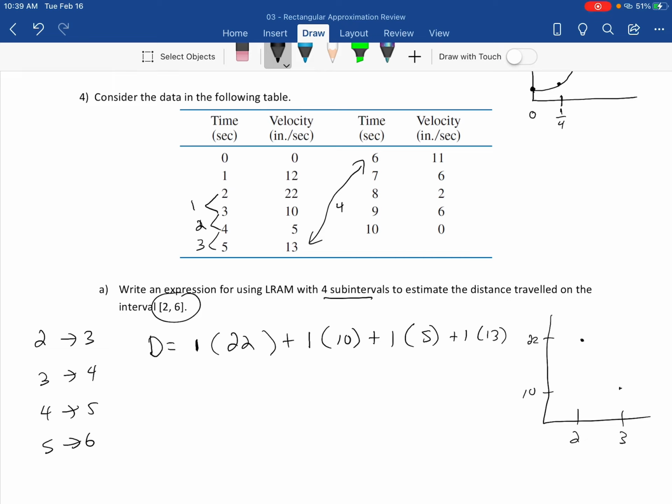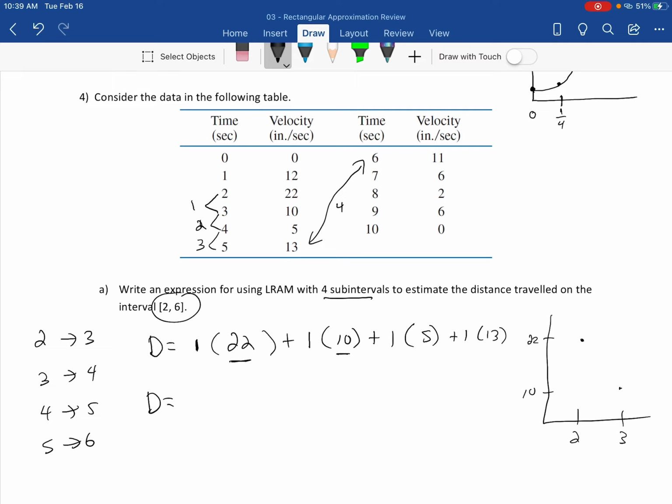Those are the 2 values we have for that section of the graph. So we decide in this question that they were using LRAM, and LRAM would say use the one on the left-hand side there, which is the 22. And that's how we got to the 22 right there. Then when you go 3 to 4, you've got a choice between 10 and 5. You choose 10 because you use the left-hand side. So this uses the left-hand side every time.